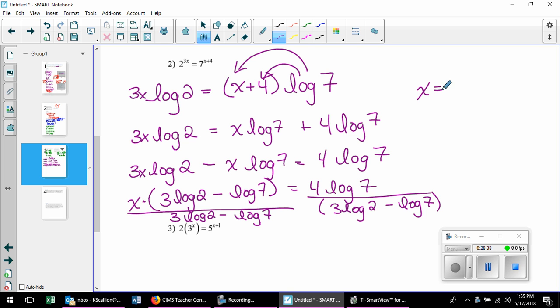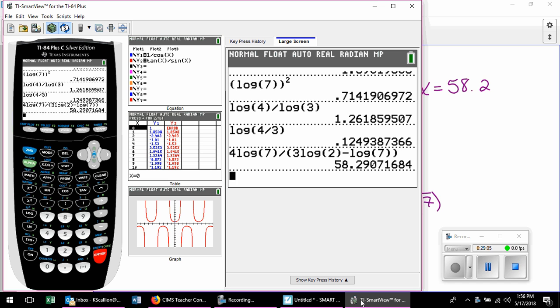So x is equal to 58.29. Actually, no, that's wrong. Sorry, that came out very formal. How did you do that? Did you skip a bracket? 4 log 7, divided by. Close your log 7 bracket? Yes. Okay. Divided by. Yep. Close the bracket.